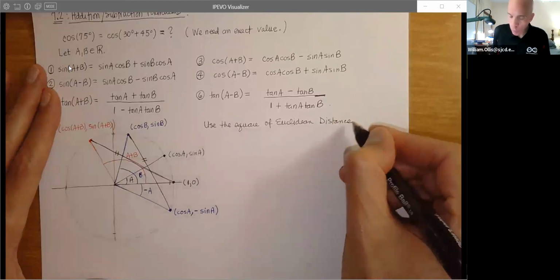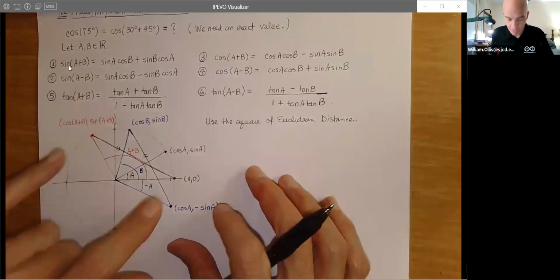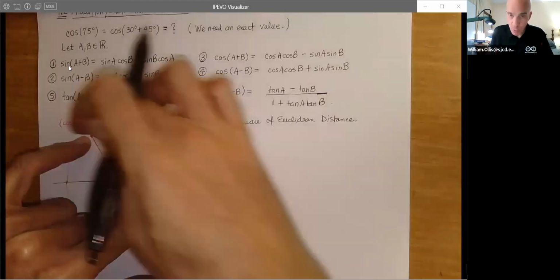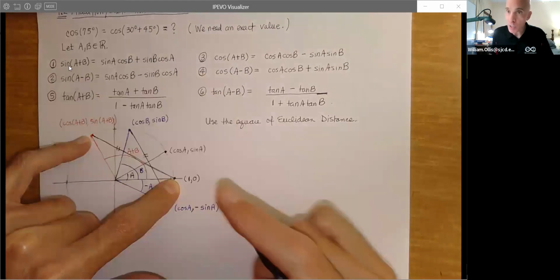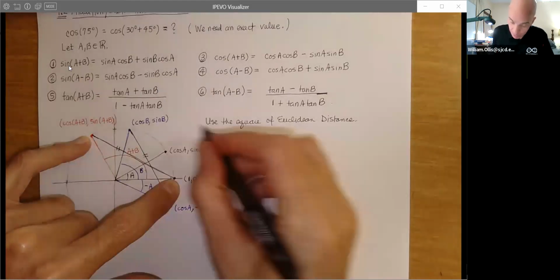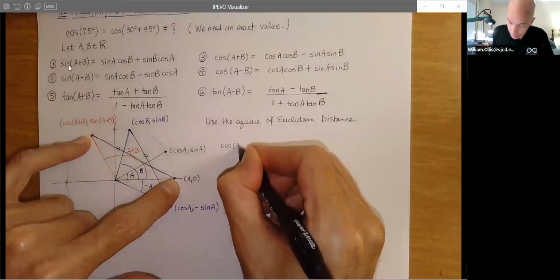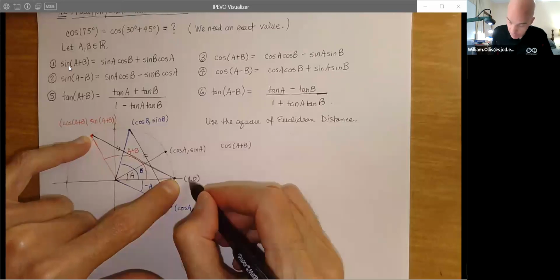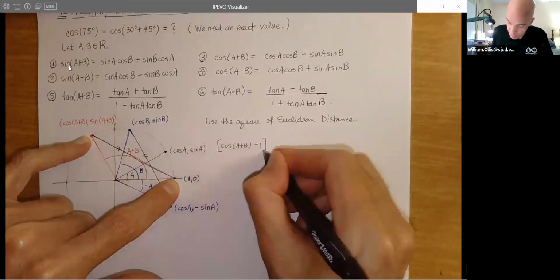So again, like before, we've often labeled points, but now you're fine with this. So just put a finger here and a finger here and take the difference between the x coordinates squared and the difference between the y coordinates squared. So we have cosine of A plus B minus 1, and that will be squared using Euclidean distance.